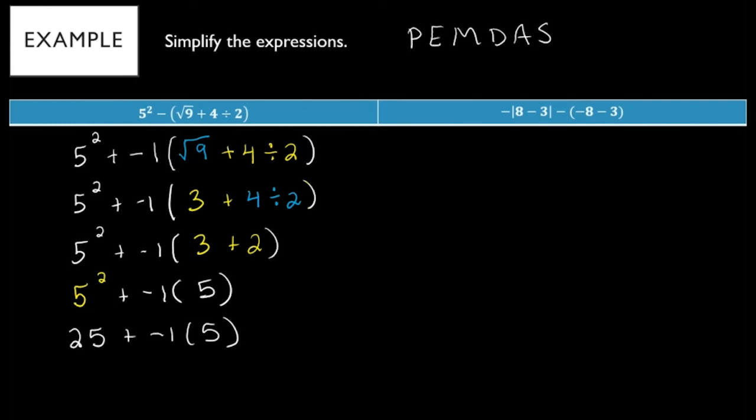So negative 1 times 5, because we need to do that multiplication. And this is where it's implied multiplication. There's no multiplication symbol. But if you have a number and then parentheses another number, that's assumed multiplication. So that gets multiplied, and that comes out to negative 5. So we have 25 plus negative 5, which then gives you 20.